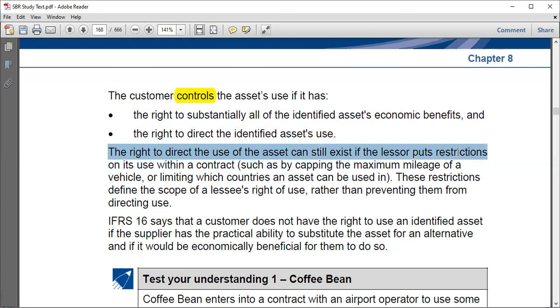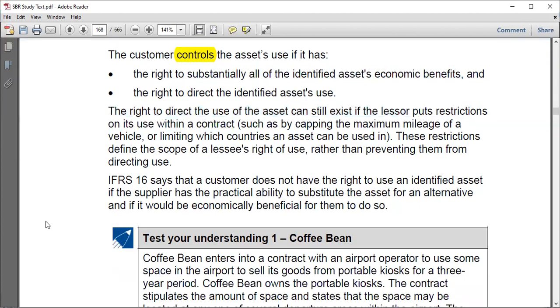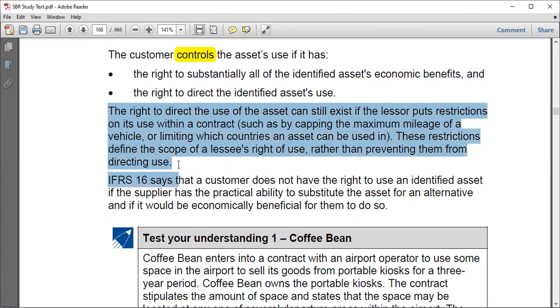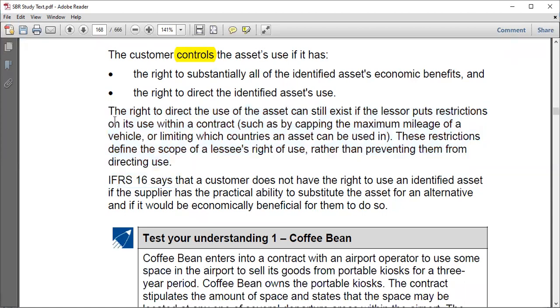lessor puts restrictions. Now, you have to understand when you are reading something. When you are dealing with advanced financial reporting subjects, you really need to know the importance of this. This can just come on an exam. They just give you a sentence, and you really need to read that and spot what they mean here. They say that the right to direct the use of an asset can still exist if the lessor puts restrictions on the use within a contract.